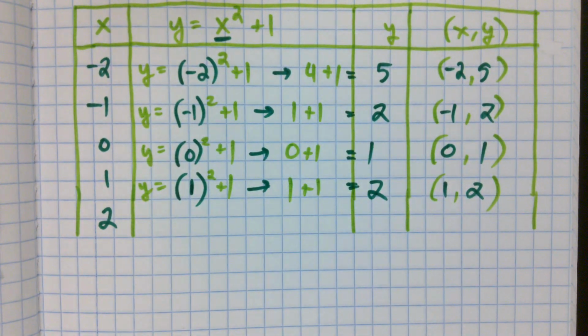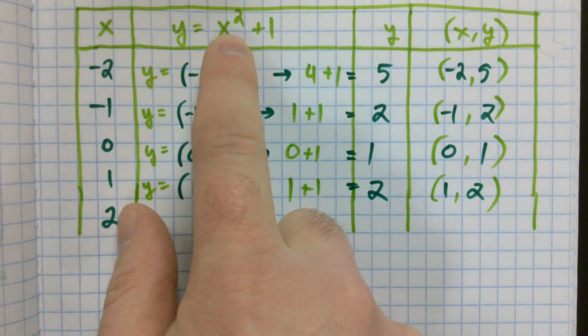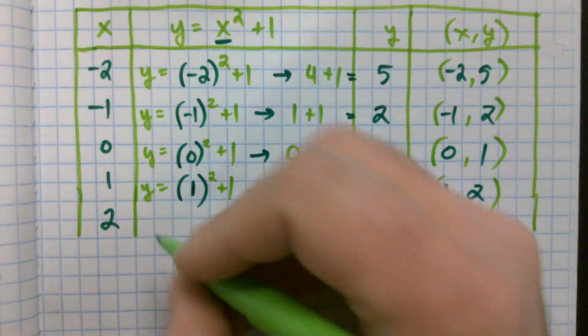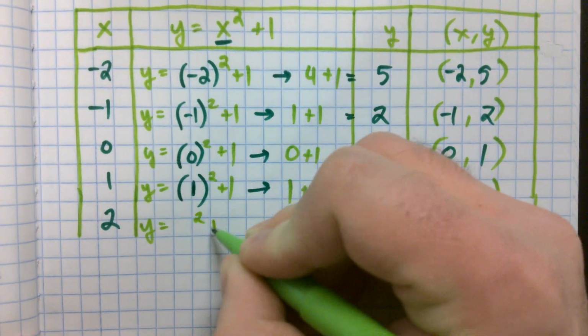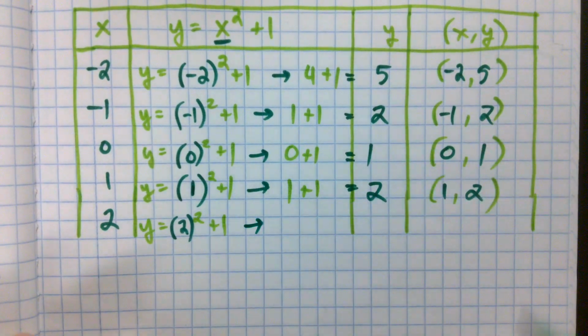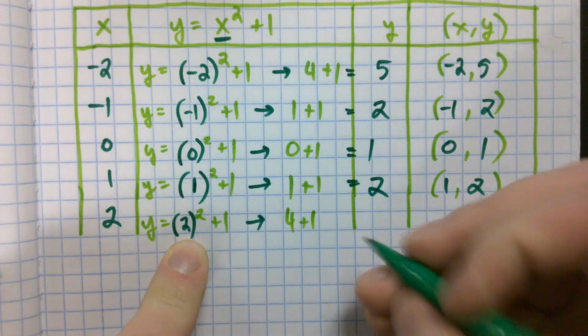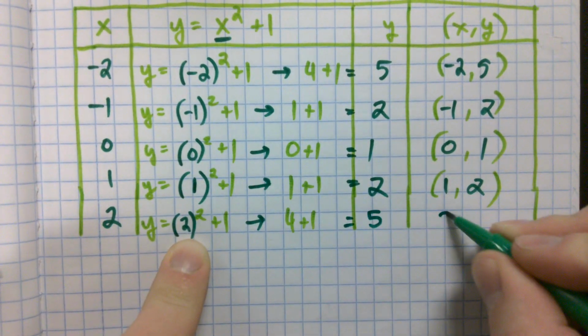This is where we're going to start to see a pattern in our outputs. We remember this pattern. It's not a linear pattern. It's not going to be the same change in y from point to point, but we will see something interesting happen when we have an exponent in our function. Last input is 2. Y is equal to 2 squared plus 1. What's 2 squared? 4. Perfect. Plus 1. That gives me 5.